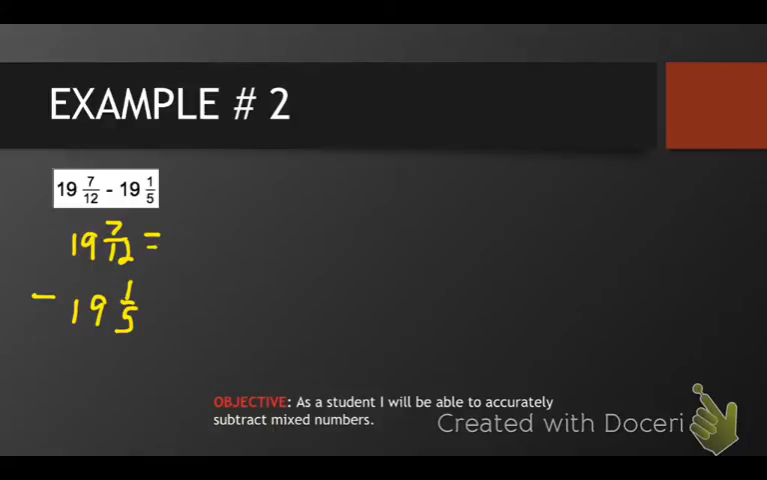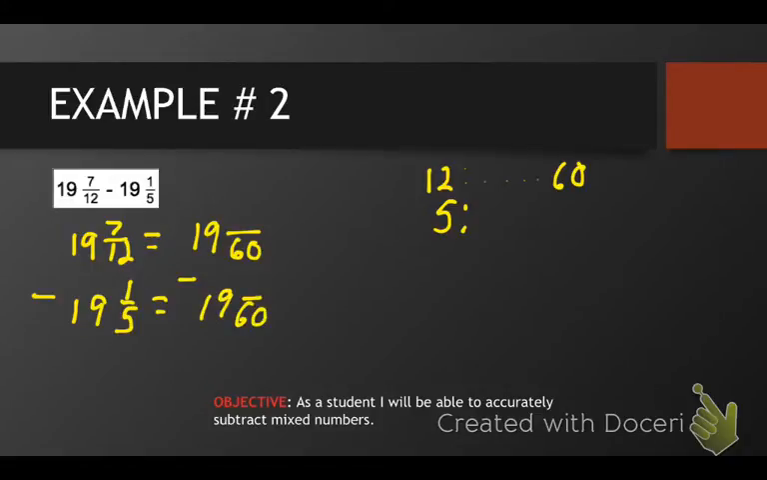Alright, we're going to go ahead and change this to a common denominator. Now, 12 and 5, you can go ahead and list them out, and I will let you know that if you list them out, you're going to get 60. Okay, so that's our common denominator. So we're going to say it's 19 and something over 60. Alright, so there's that. Minus 19 and something over 60.